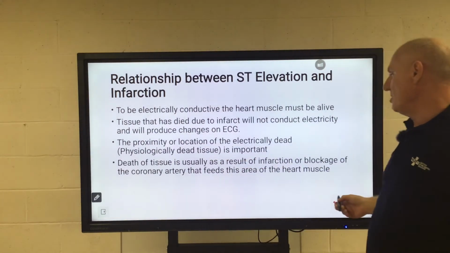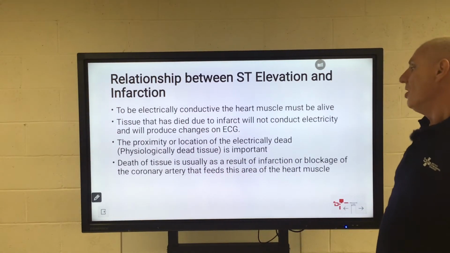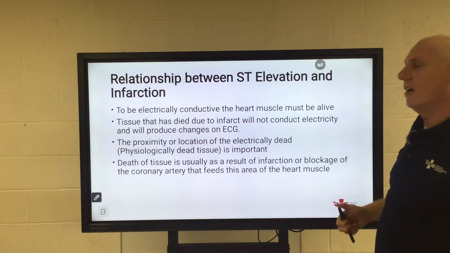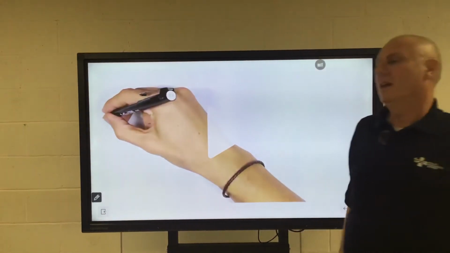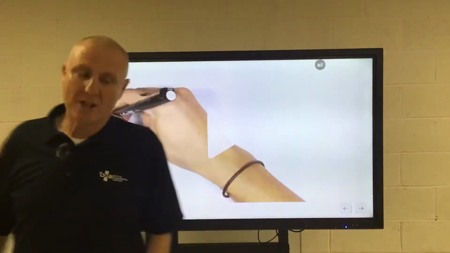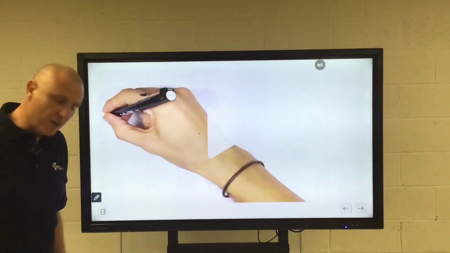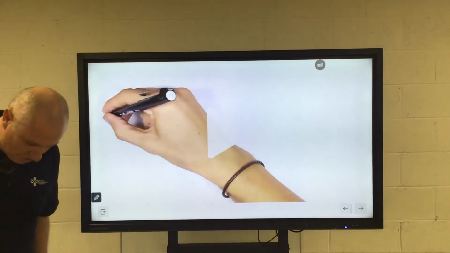Death of tissue is usually as a result of infarction or blockage of the coronary artery that feeds this area of the muscle. So maybe the thing to do would be to have a quick look, which you may or may not have done, at coronary arteries, the main coronary arteries and where they sit.